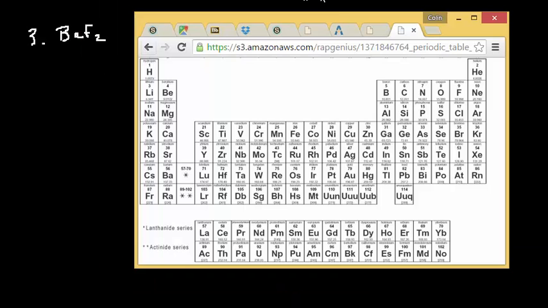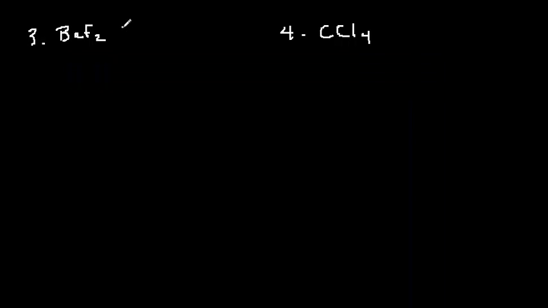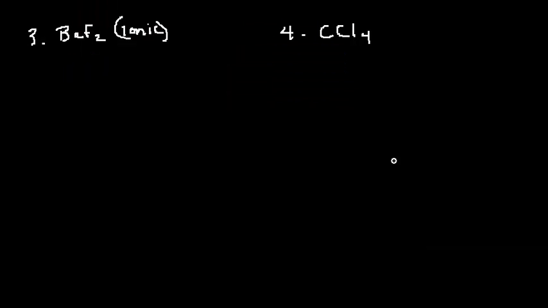So I'm going to pull that periodic table up. All right, Ba, I see over here that it is a metal, and I see that F is a nonmetal. So metal plus nonmetal. This one over here is going to be ionic. Here we've got carbon, that's a nonmetal. Chlorine, nonmetal. So in these two examples, we're going to have covalent.